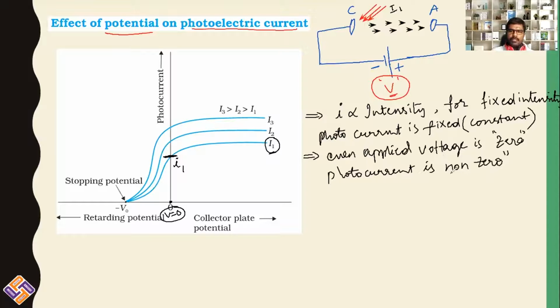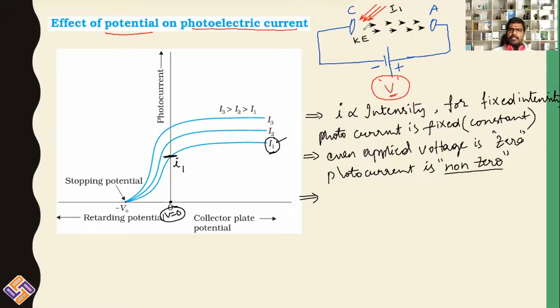Why is it non-zero? Photocurrent does not depend upon the voltage. It depends upon the incident intensity. You are providing some intensity I1. Therefore, definitely there will be some small current I1 in the circuit. And the only thing here is, if you are providing some potential difference, when the electron comes out from the cathode, it will have some kinetic energy, right?